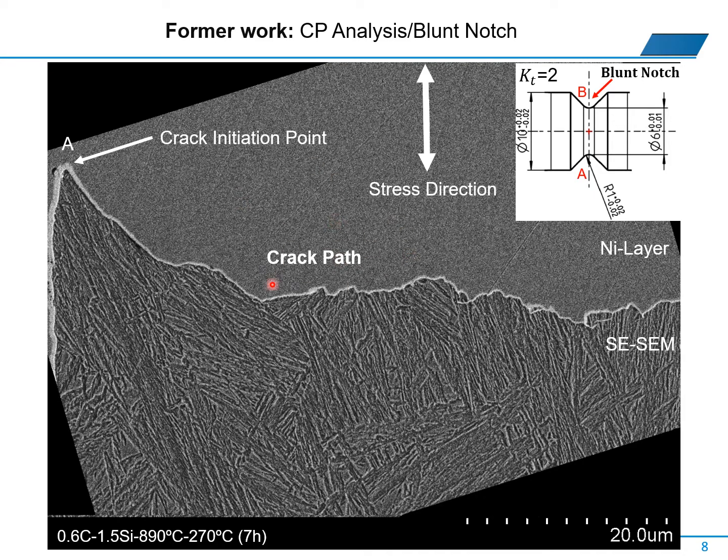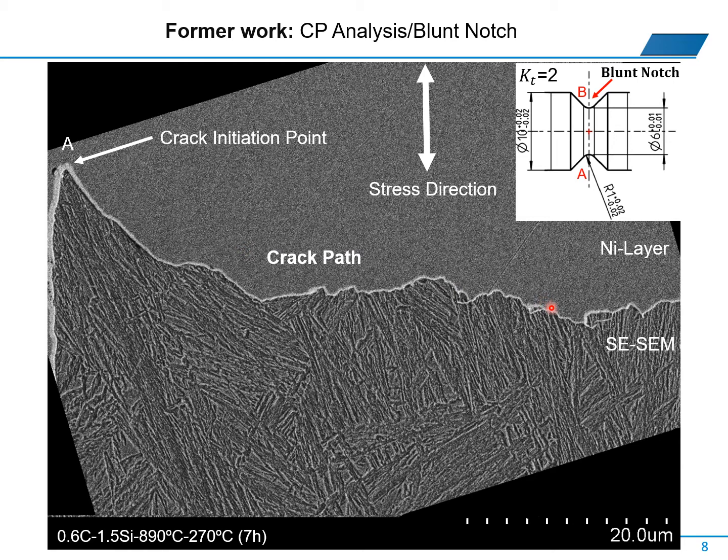Here we have the SEM micrograph of a nanobainitic steel having a chemical composition as written down here, subjected to the tensile fatigue test. What we see is the cross-section perpendicular to the fracture surface. The crack initiated at point A at the surface, and the part of the crack path corresponding to that cross-section is shown here.